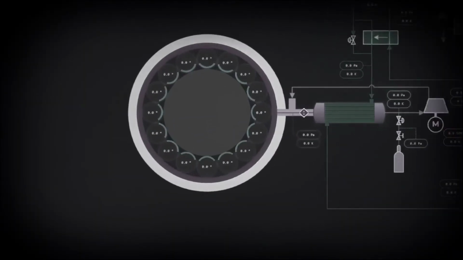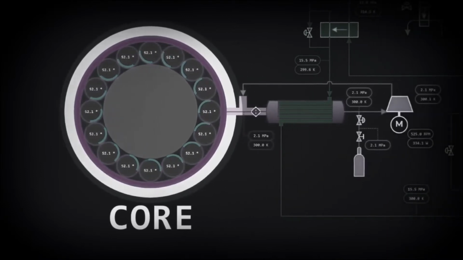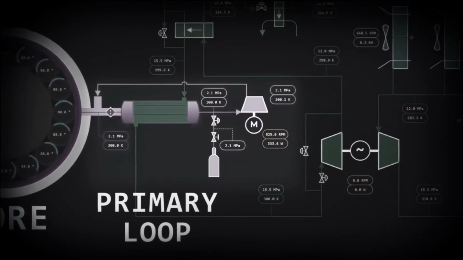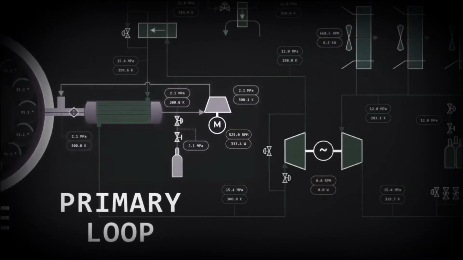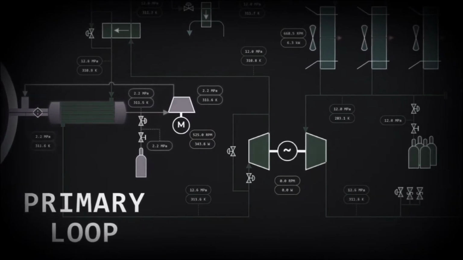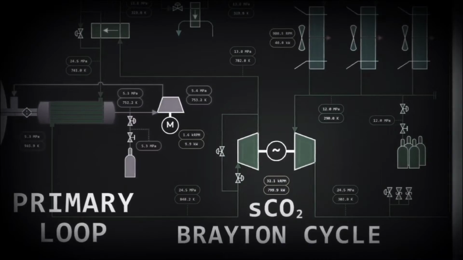Kaleidos produces heat through a controlled fission chain reaction in the graphite-moderated core. A compressor forces helium through the core in the primary loop. Helium is an inherently safe heat transfer fluid because it doesn't become radioactive. The primary loop transfers heat to a supercritical CO2 Brayton cycle, producing power in response to customer load.